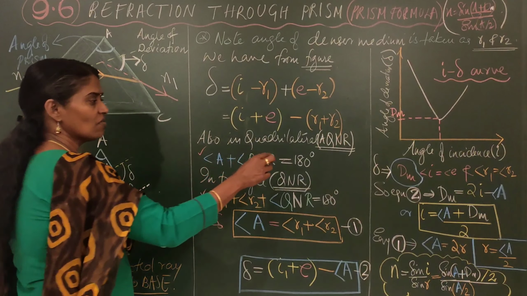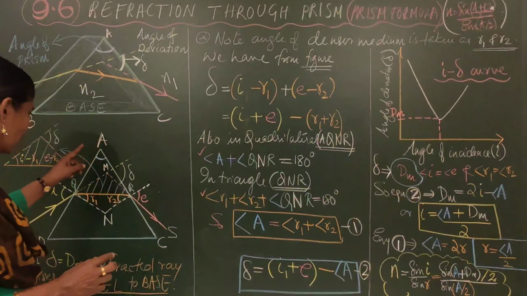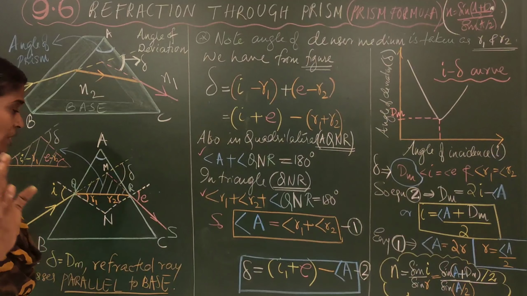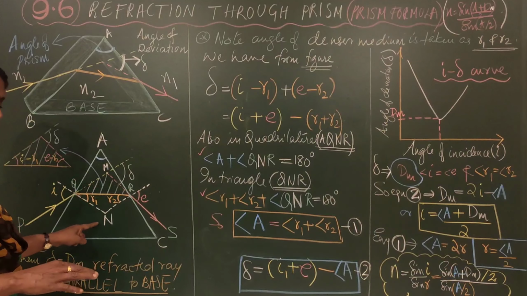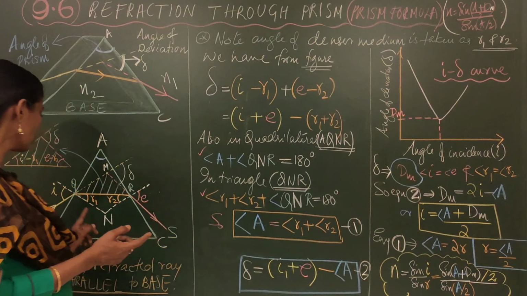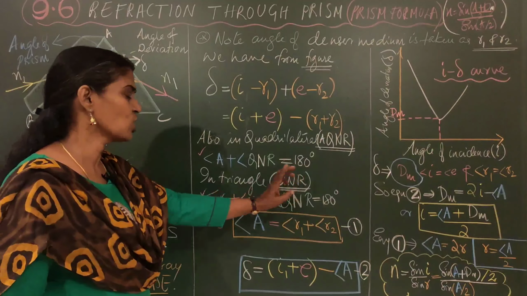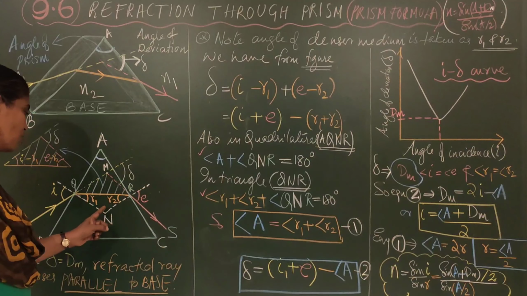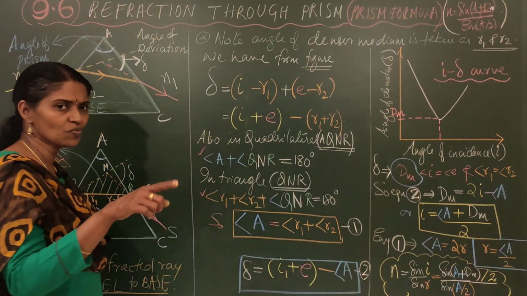Both of them together will be 180 degrees. Once again, it is a four-sided figure, and the two angles 90 plus 90, 180, are removed. The remaining two are angle N and angle A, so these two join to get 180 degrees. Also from the triangle QNR, you can see that R1 plus R2 plus angle QNR equals 180 degrees. Triangle means 180 degrees.